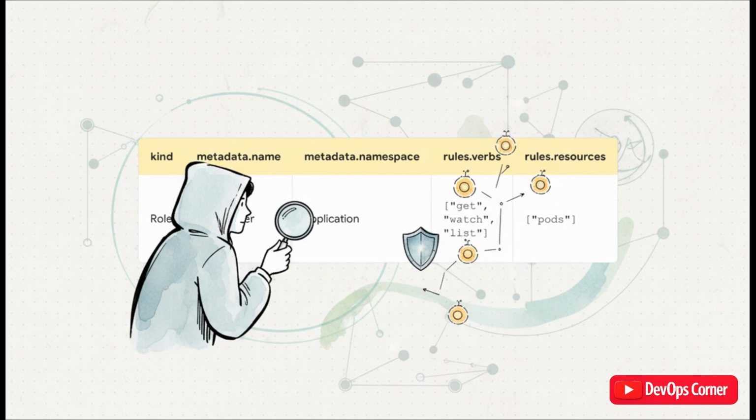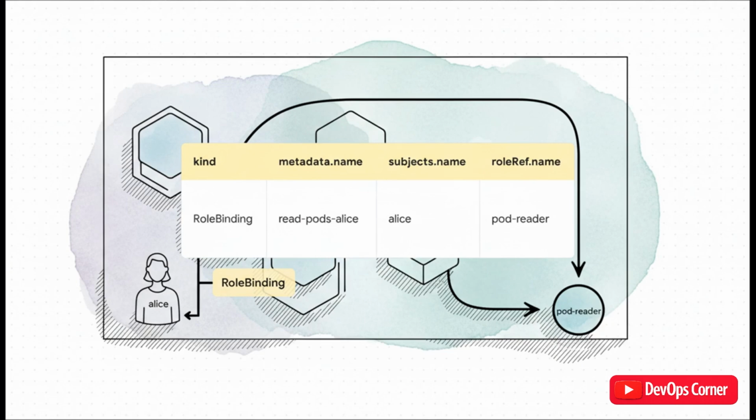So first, we create the what. This is our role resource. You can see we give it a name, pod reader, and this is the critical part, we specify namespace application. Under rules, the verbs are all read-only actions: get, watch, and list. And the only resources she can touch? Just pods.